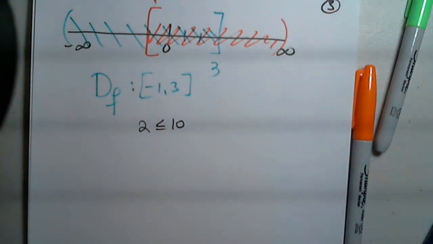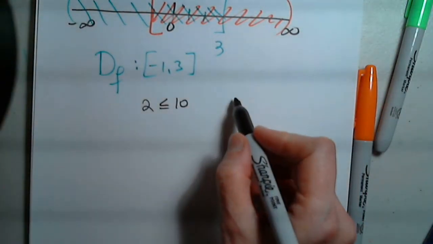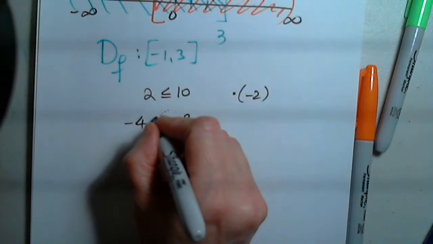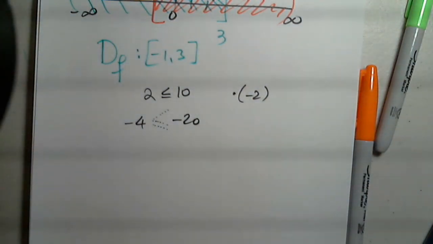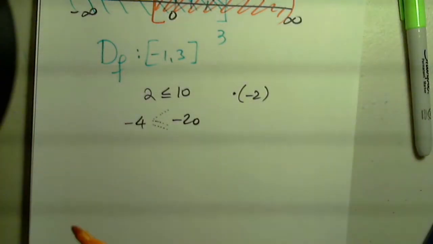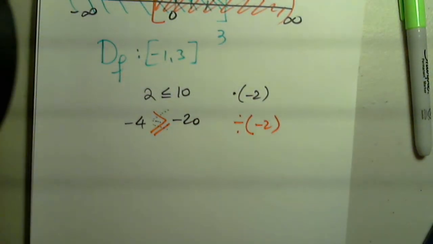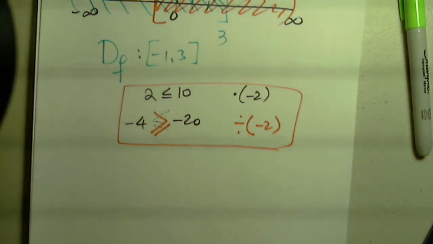So is 2 less than or equal to 10? Yes. Let's say we multiply by -2. This is obviously -4 and this is -20. Can I still keep this? Is -4 now still less than or equal to -20? No. Good. So that's the reason why we have to switch the symbol. And we do that every time we multiply or divide by a negative number. Because otherwise this will not be true anymore. Is that okay, everyone? Yep. Okay. Moving on.